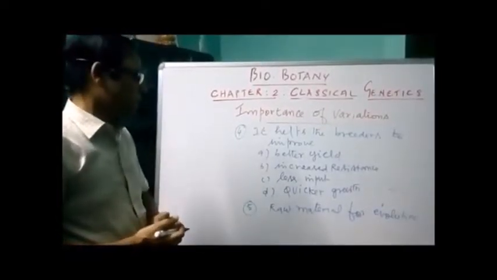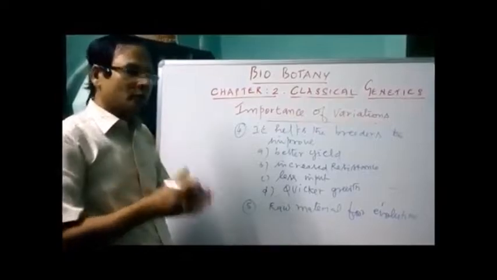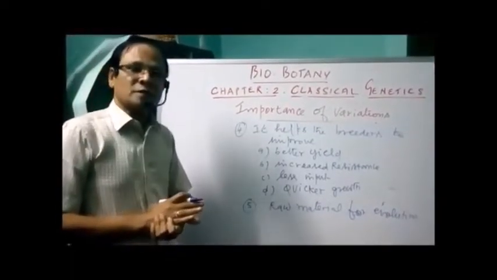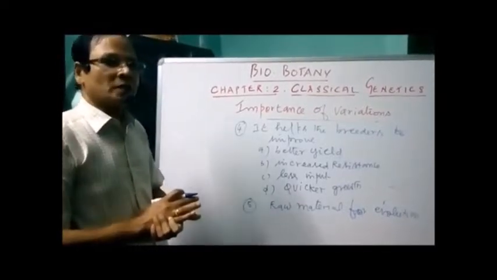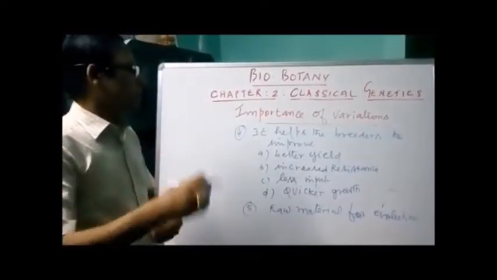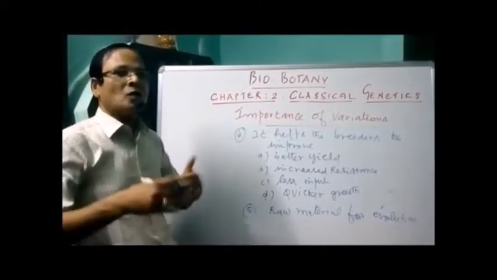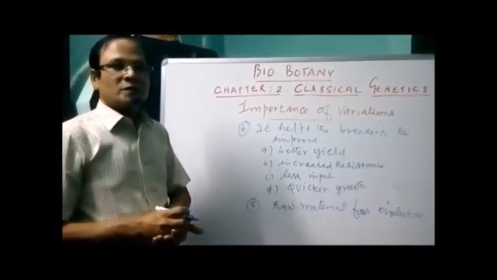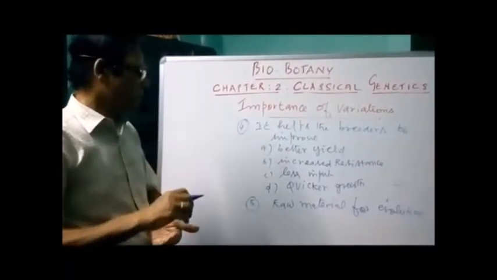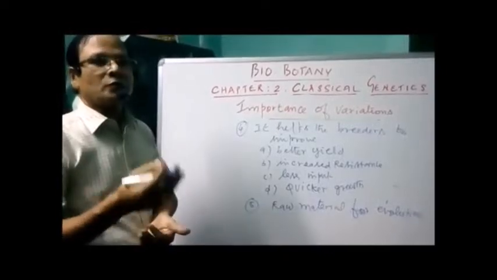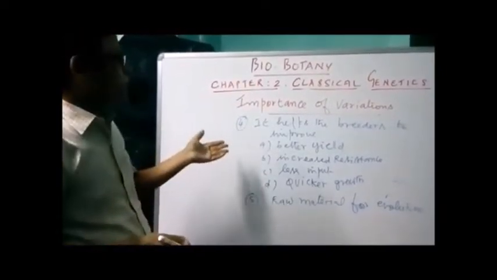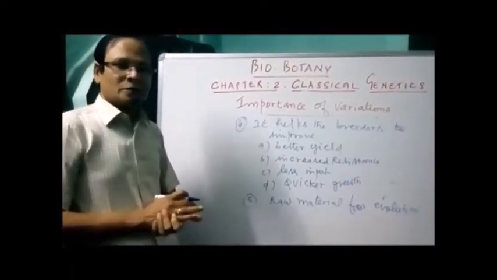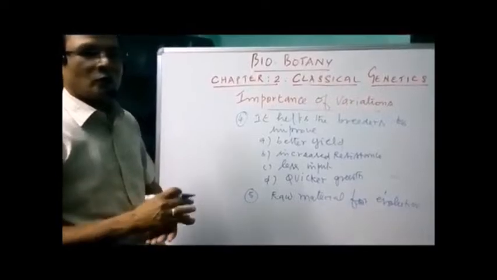Because of variations only, the evolution occurs. Without variations, there is no evolution. And actually, Darwin stressed the importance of variations, though he didn't know the actual origin of variations. But he insisted variations are the raw materials for evolution. Such variations are normally caused, we know, because of mutation. So these are some of the importance of variation. Okay, the 5 points you have to remember may be asked in a 5 marks question. Let us discuss other things one by one.